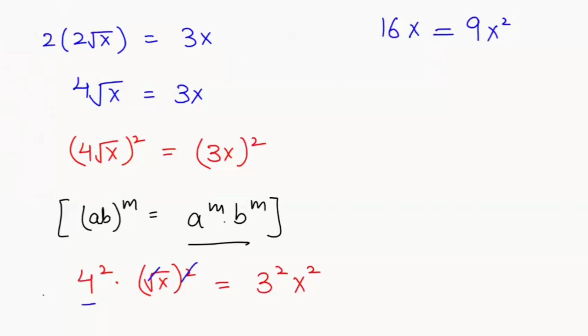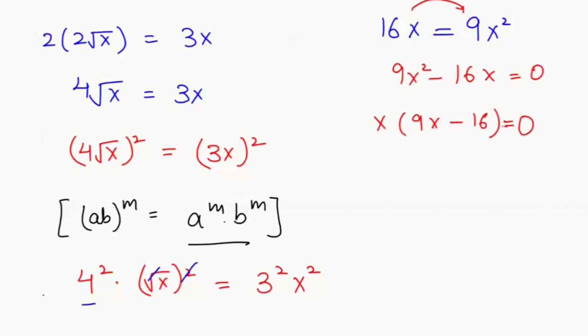In the next step, I will take this 16x to the right hand side. So I'm going to write 9x squared minus 16x is equal to 0. Now here I will take the common factor of x. So here 9x is remaining minus 16 is equal to 0. Now here we get two cases. x is equal to 0, and the other one we have 9x minus 16 is equal to 0.